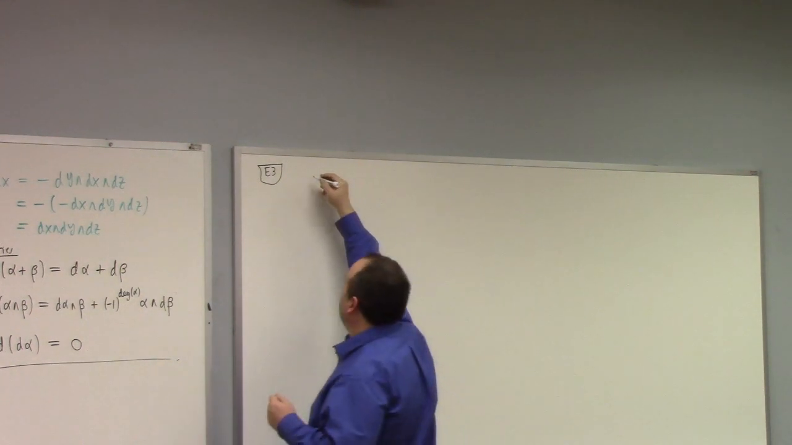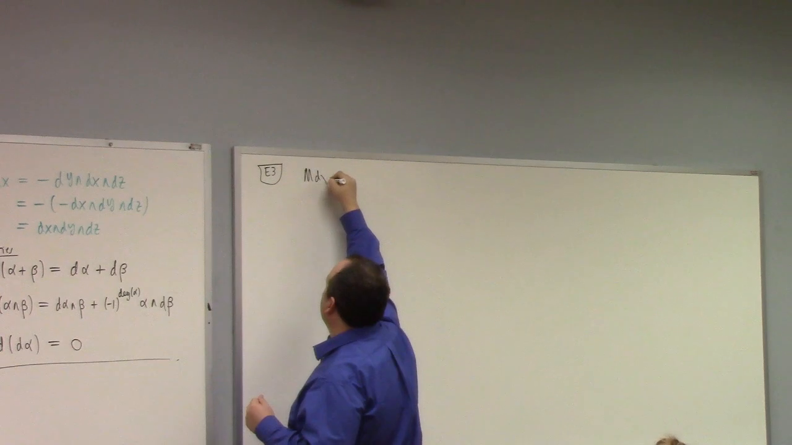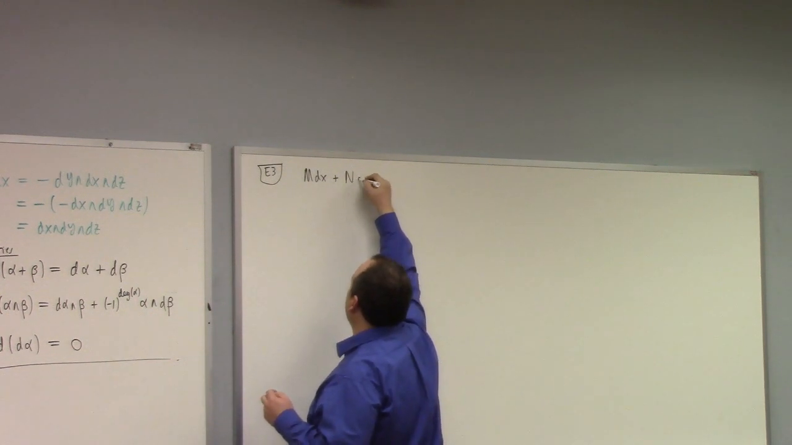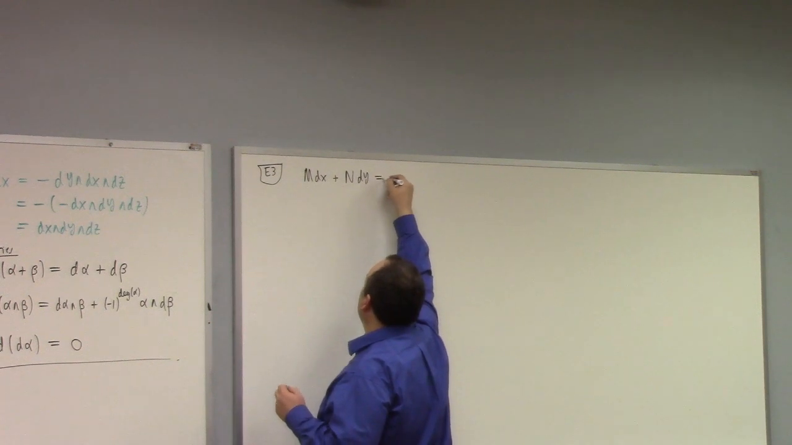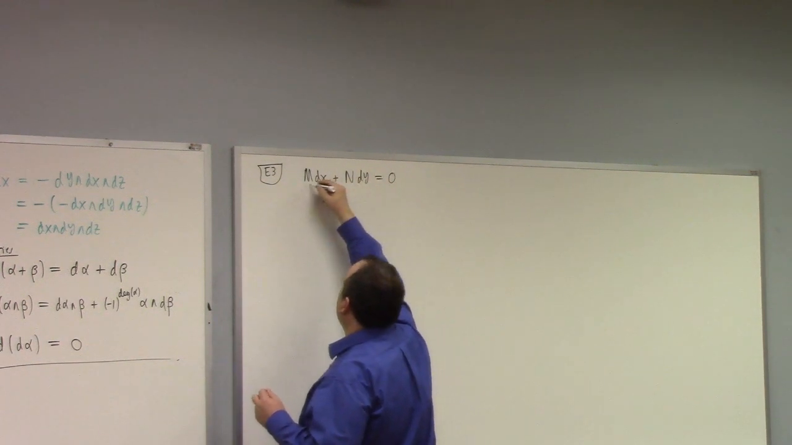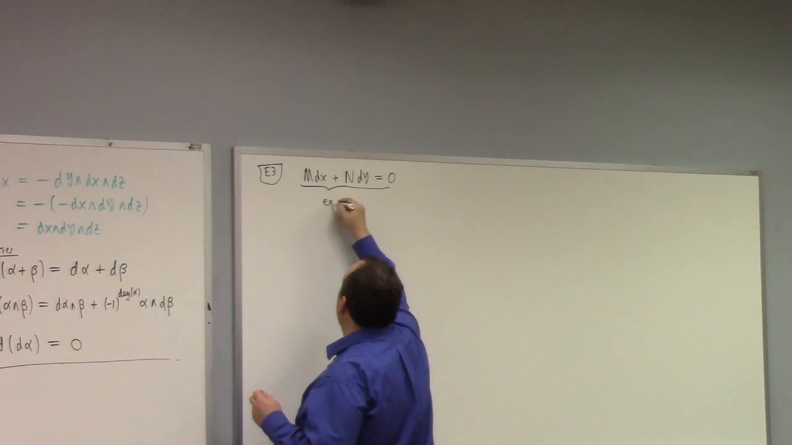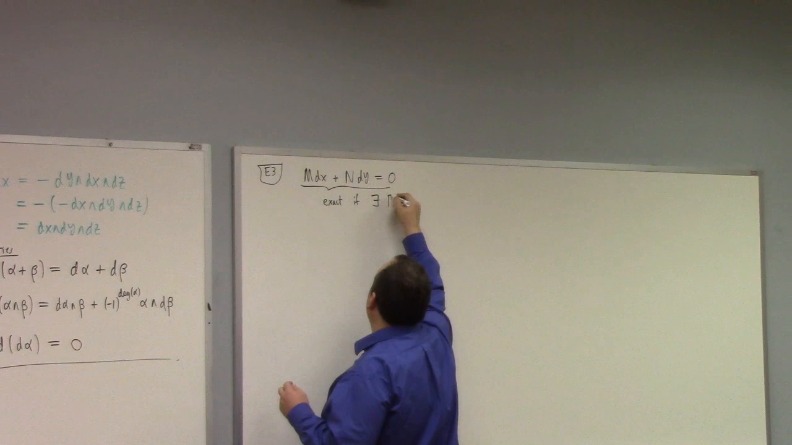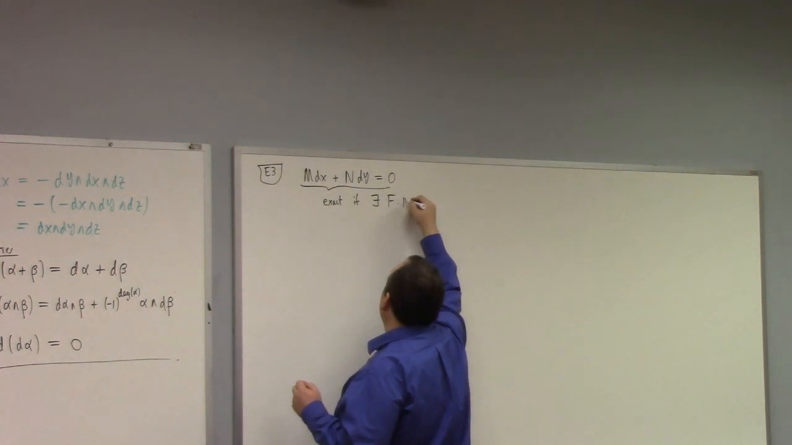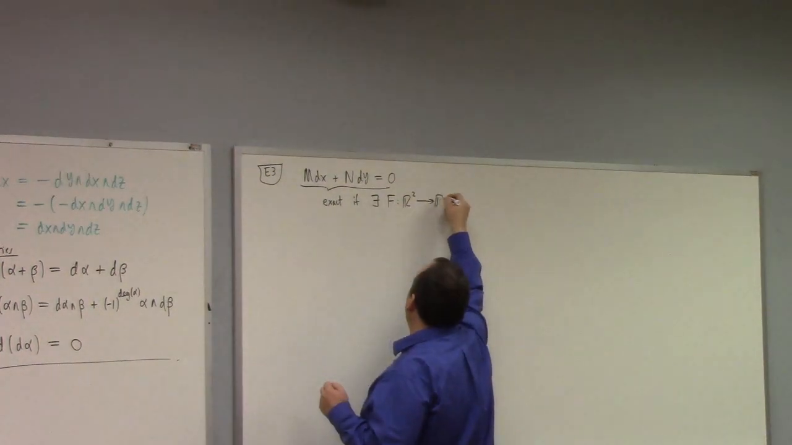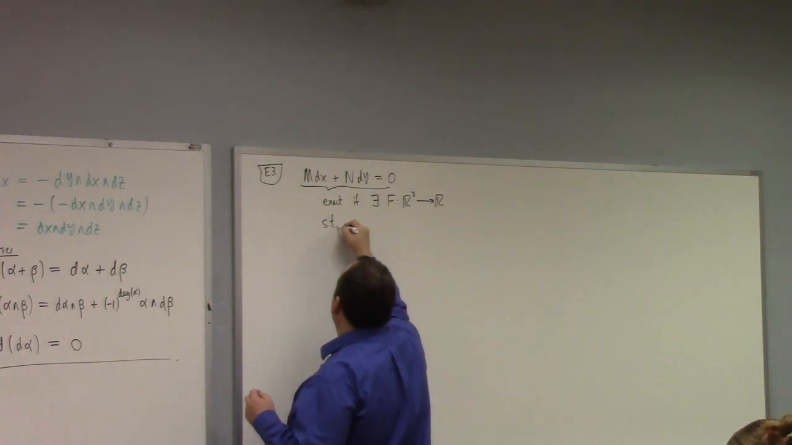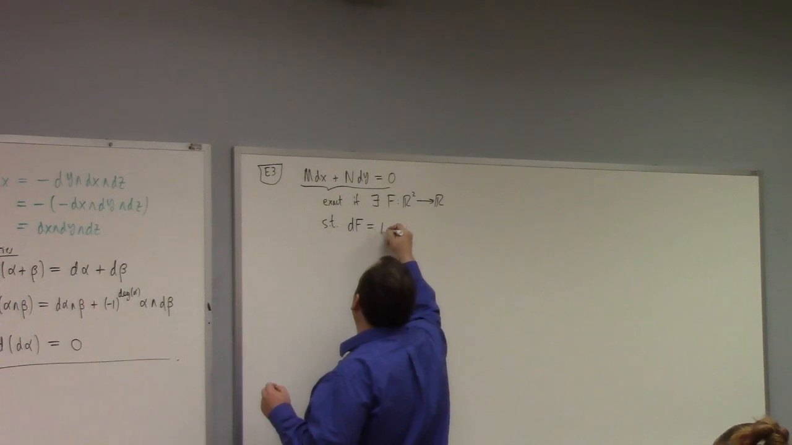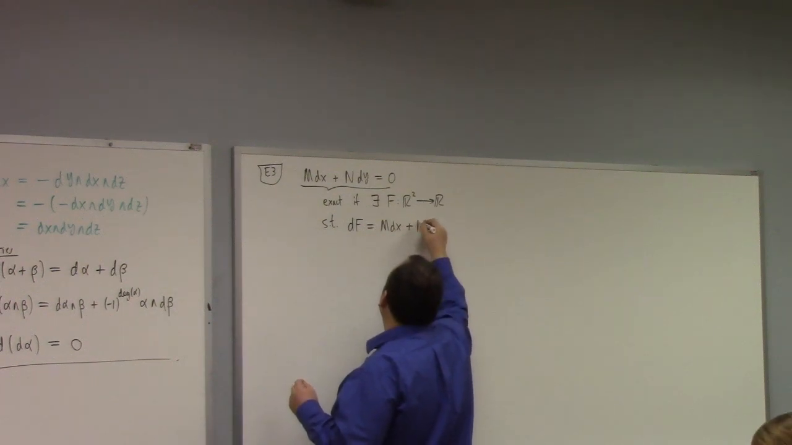We talked about, for example, if we have M dx. I think I used f, but I'll use M and N here for a moment. If we had this equal to 0, this is exact if there exists f, a function from R2 to R, such that the differential of f is M dx plus N dy, right?